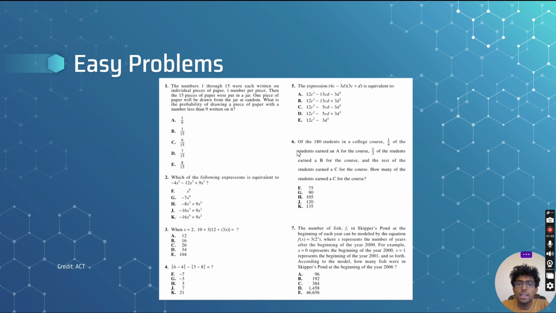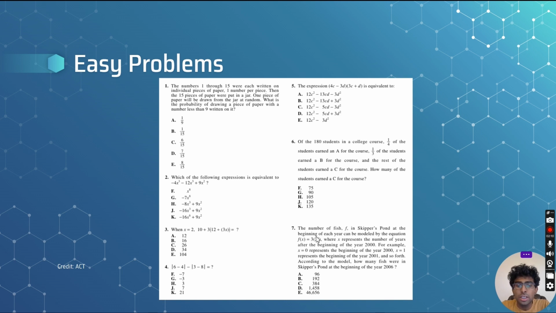Number 6, it's more so of statistics. Like you have 180 students total, 1/4 is A, 1/3 is B, how many got C? So honestly it's more like fractions, and then being able to get a fraction for the C and multiply it times 180 to get the number of students who earned a C in the course.